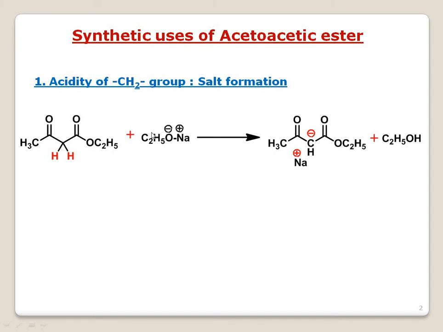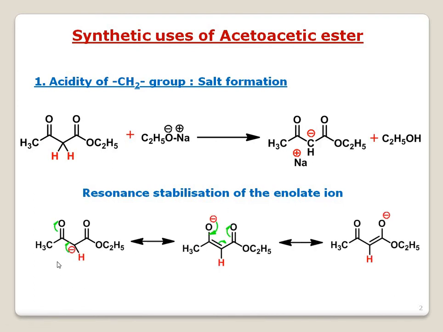This ethoxide will be abstracting a proton from here, and this bonded pair will be forming a negative charge on the carbon, a carbanion, like this. It makes a carbanion. So this is the enolate ion. This enolate ion is resonance stabilized, which I also discussed in the previous video. It is coming like this, generating a negative charge over here, and this negative charge will be delocalized like this, and it could be on this one. So this is highly resonance stabilized. This property of acetoacetic ester is made use of in many synthetic transformations.